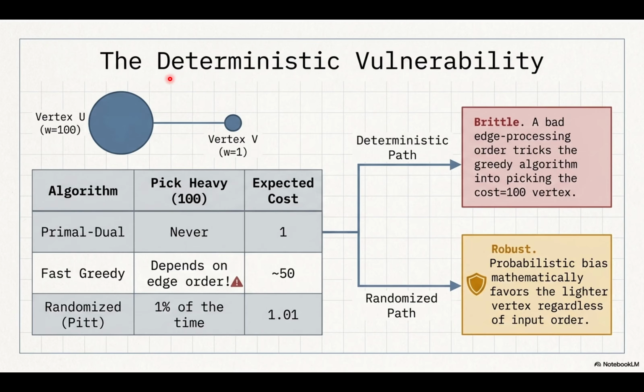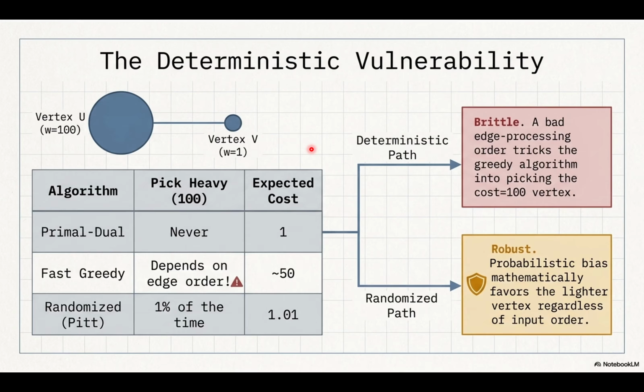Yes, lay it out. So imagine just two vertices connected by one edge. Vertex U has a massive weight of 100, and vertex V has a tiny weight of 1. Any human looks at that and instantly picks V, the cheap one. Of course. But a fast, deterministic, greedy algorithm doesn't have intuition. If the edge processing order is stacked against it, it's going to blindly follow its rules and pick the cost 100 vertex. Which is a disaster. A total disaster. Across different permutations, your expected weight could average out to around 50, which is just abysmal. The rigidity of the rules becomes a huge liability.